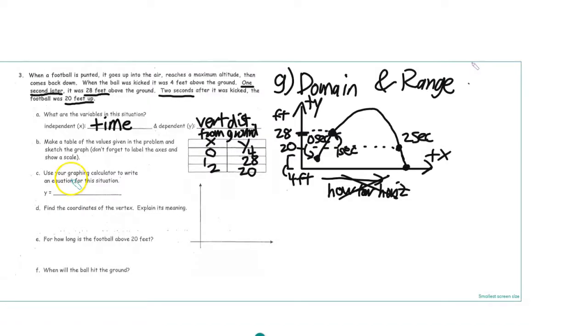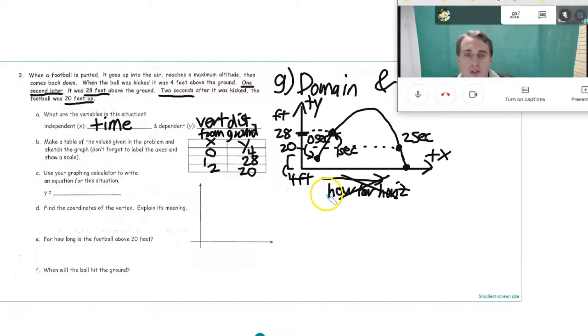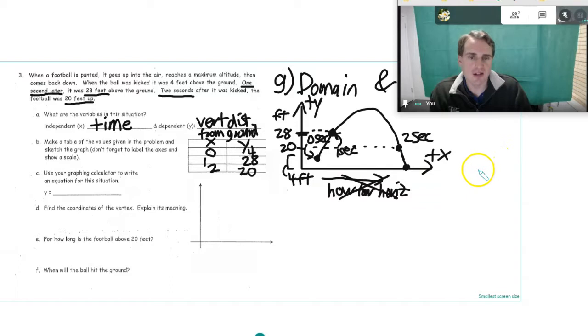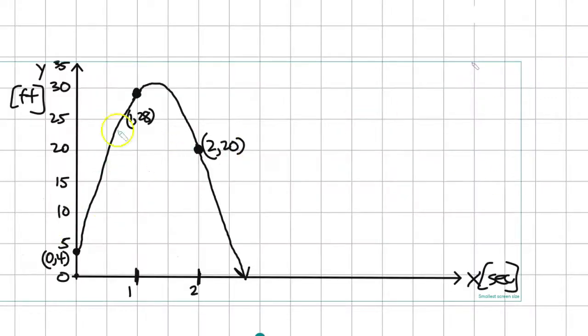Use your graphing calculator to write an equation for this situation. So what we're going to want to do is a fit. Now, what do we mean by a fit? It's actually somewhat difficult to come up with this equation on our own if we don't exactly know where the vertex is. But we can at least get a sense of what this is.